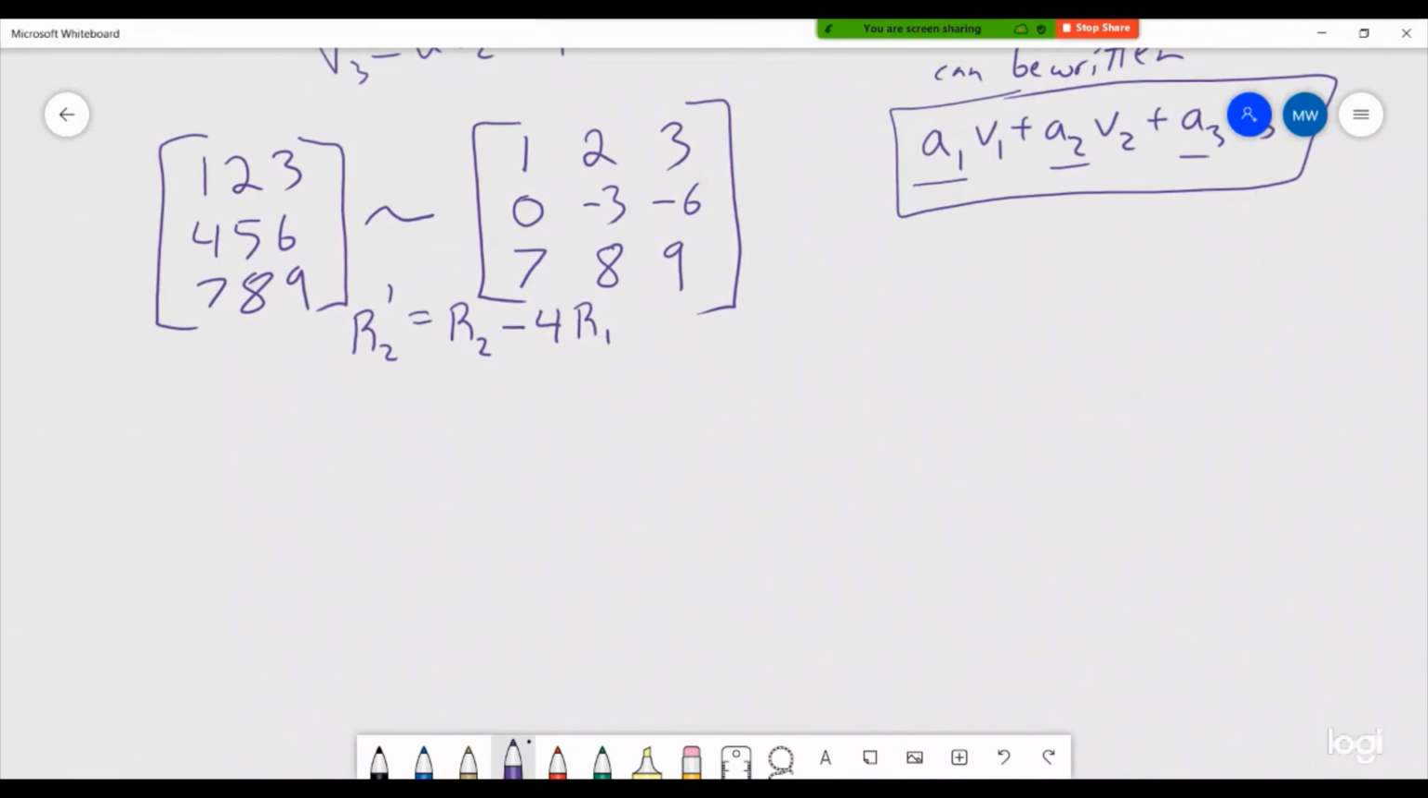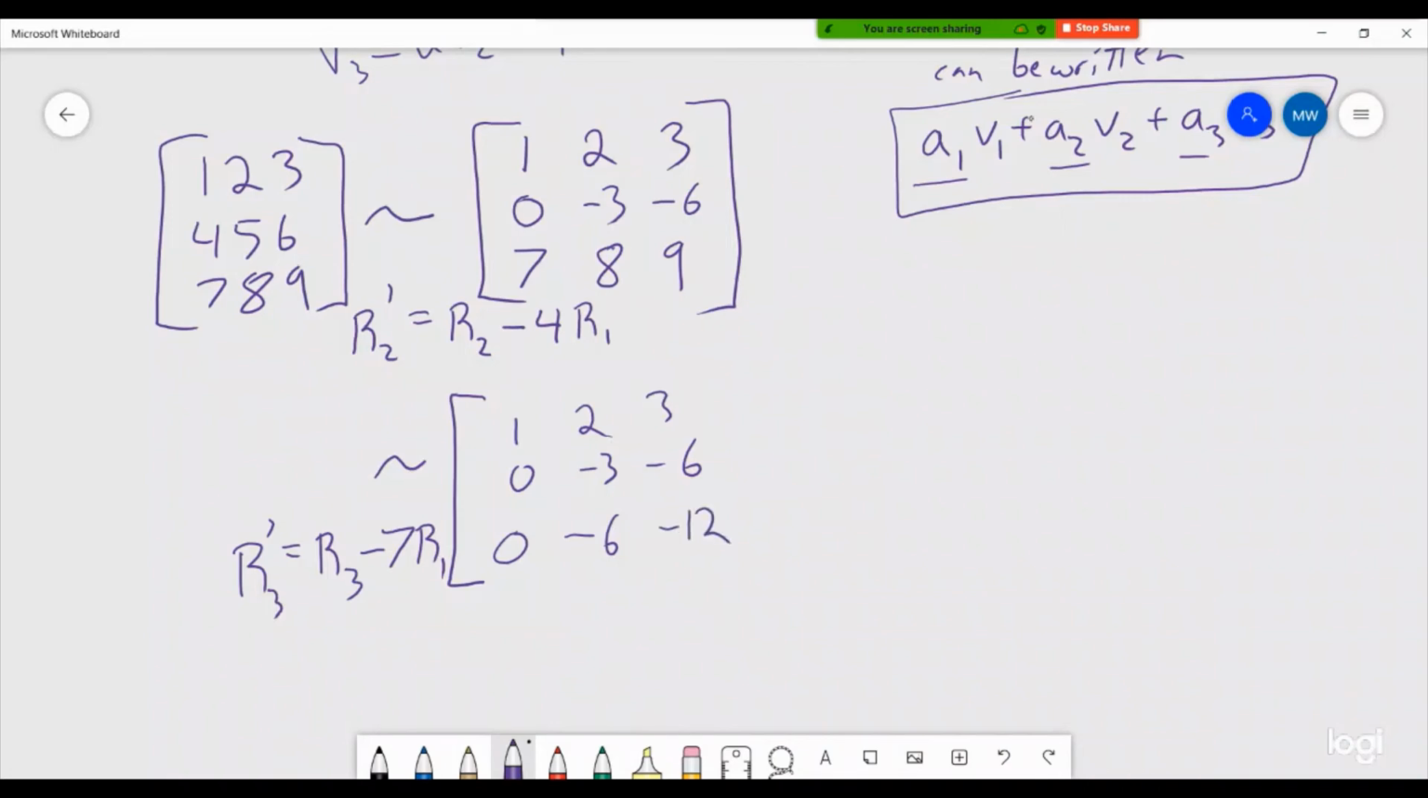To then move on to the next one, we still have 1, 2, 3, 0, negative 3, negative 6. This one is going to be our new row 3, equal to our old row 3 minus 7 of our row 1s. So this is going to be 0. 8 minus 14 is negative 6. And then 9 minus 21 is negative 12, which we can row reduce to get a row of zeros.